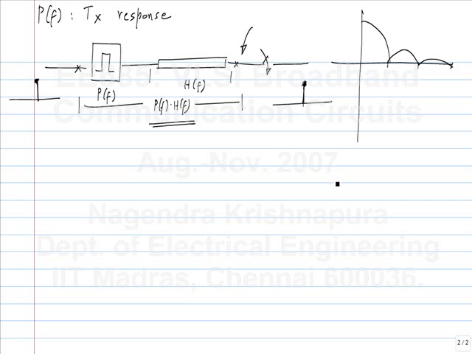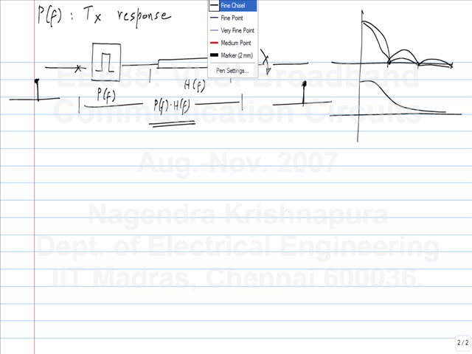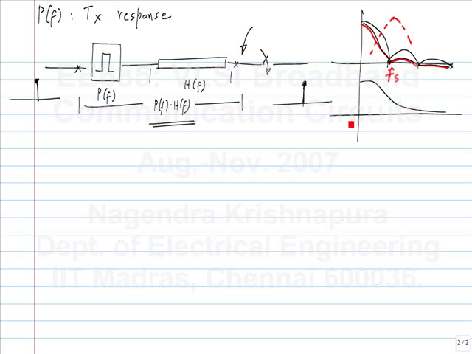So P of f, I'll just draw the magnitude of P of f. That looks something like this. It is sin x by x. And h of f can be anything. We'll see some examples now. So let's say h of f is some low pass filter. This one still has nulls, but the combined response will be something of this sort. And then you alias this with the spacing of fs to get the overall response.